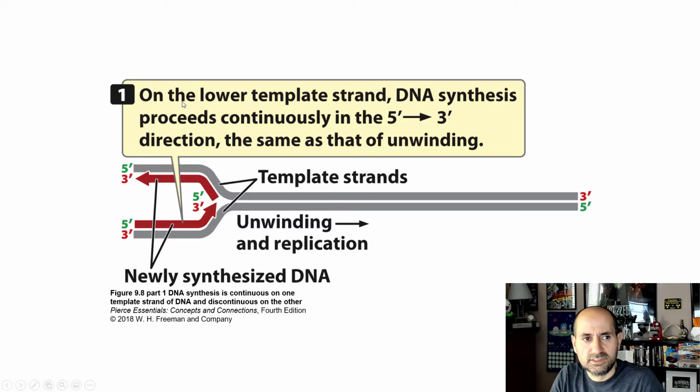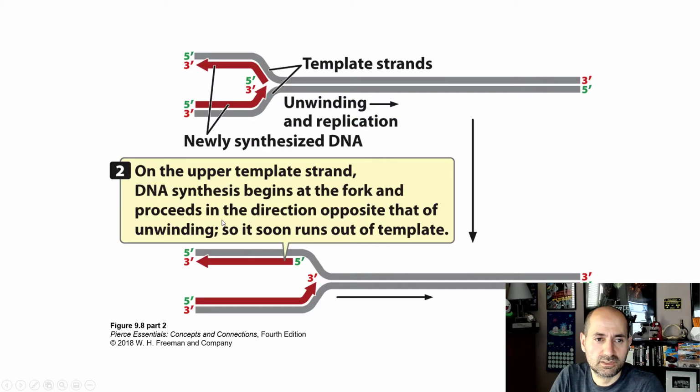Now, let's take a look more closely at DNA synthesis as it occurs. So again, you've split the DNA. These are the template strands in gray, right? The template is the gray double-strand DNA. The bottom strand serves as the leading strand. The top strand serves as the lagging strand. And here it says on the lower template strand, DNA synthesis proceeds continuously in the 5' to 3' direction, the same as that of unwinding, right? So that's the leading strand on the bottom. The more you unwind the template strands, the more you can copy towards the fork.